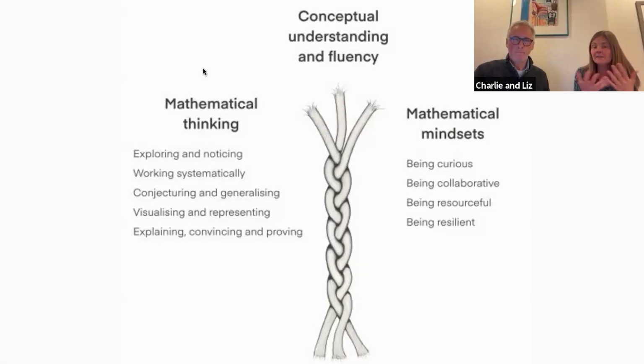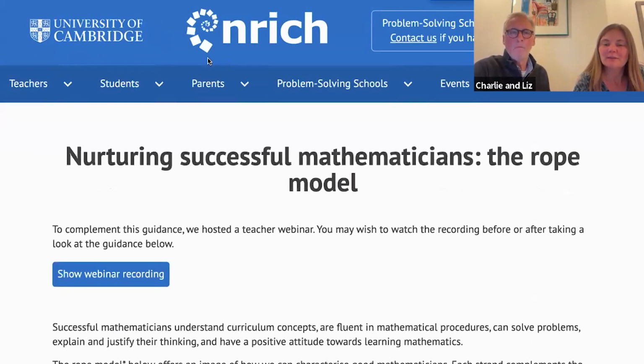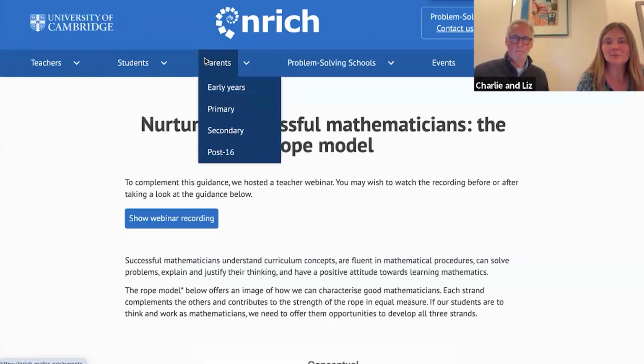So at NRICH, we use this model to help structure the website. Although we've only introduced you to one task in today's webinar, we would love to reassure you that there are hundreds of tasks on NRICH suitable for secondary age students. And let's go to the website just to show you how you might find them. So if I go, sorry, thank you, Charlie. We'll just make the browser a bit smaller again.